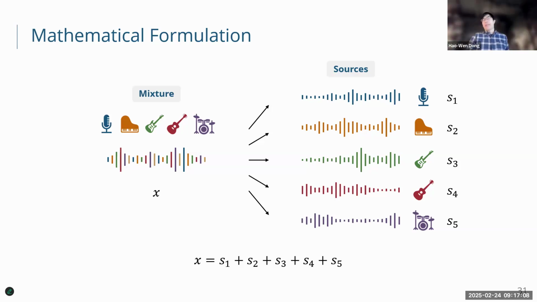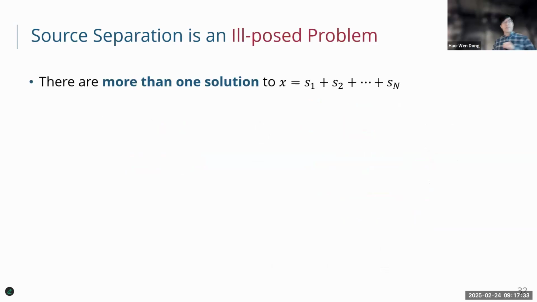equation, and you can immediately realize that there are infinite combinations of how these S1 to S5 can compose into X. So, mathematically, it's what we call an ill-posed problem. You can also put it into this form, just a summation. Sometimes you see this, but it's basically a different way to say the same thing, but it looks fancier. So source separation is an ill-posed problem. So there is always more than one solution to this equation. There are infinite possibilities.